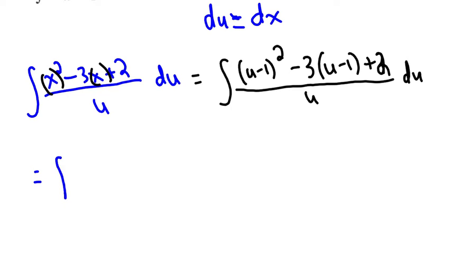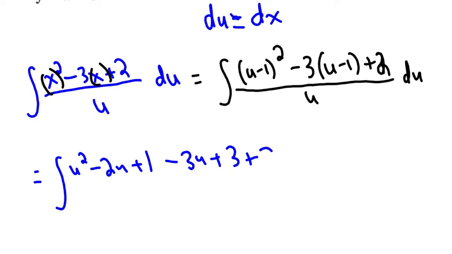So we have the integral, and (u minus 1) squared is u squared minus 2u plus 1. Distribute the negative 3 through, so we have negative 3u plus 3. And then I've got a plus 2 out there, so plus 2.